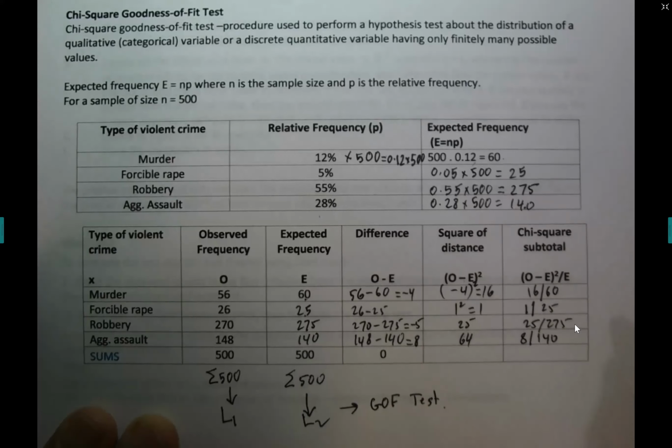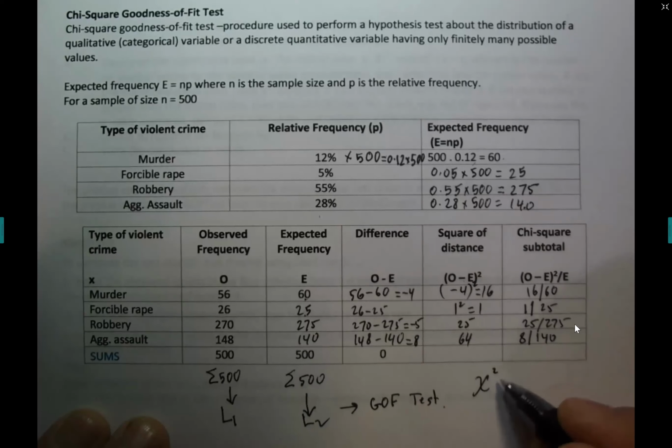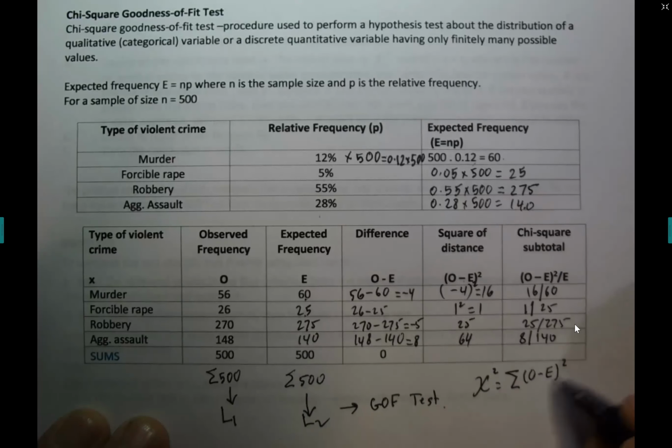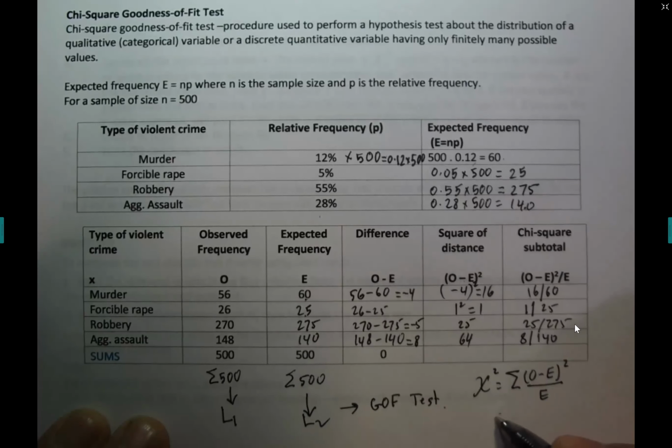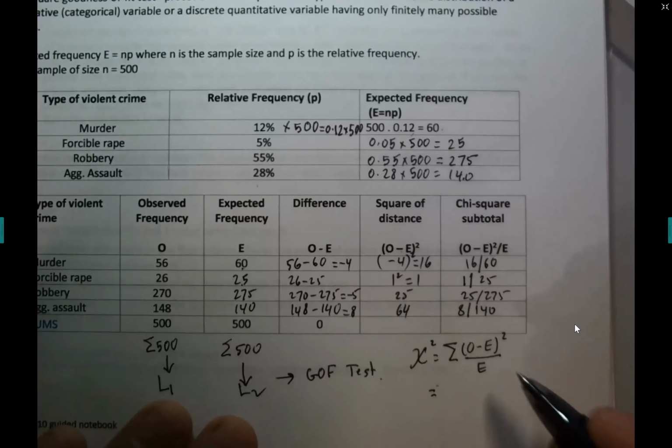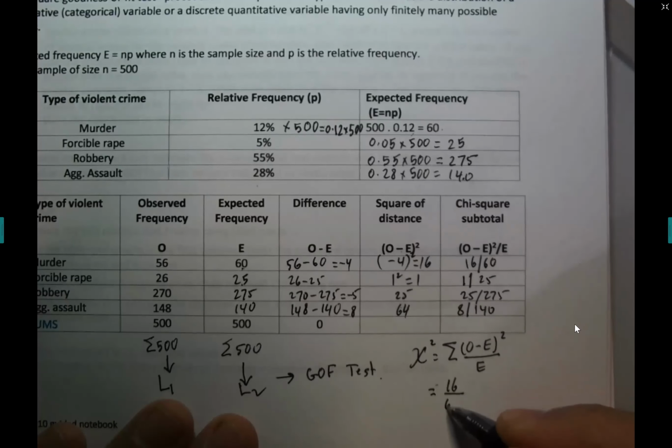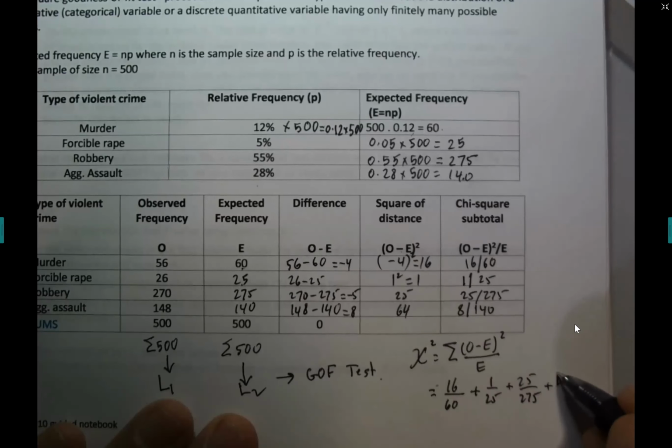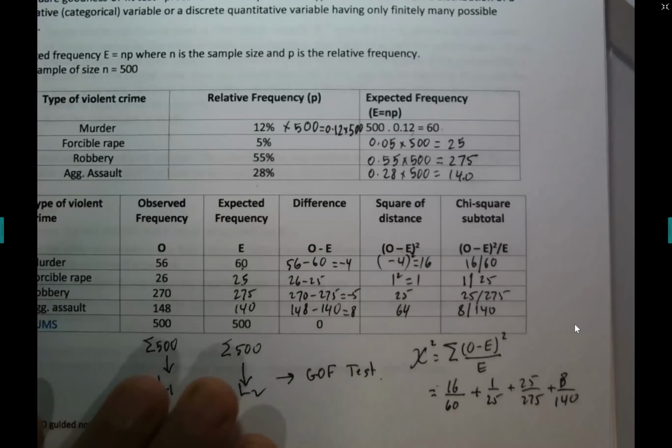And that's it. Your test statistic is the sum of all those values in the last column. So the test statistic, called chi-square, equals the sum of the last column, which is going to be 16 over 60 plus 1 over 25 plus 25 over 275 plus 8 over 140. So this is how we do the work by hand to find the test statistic.